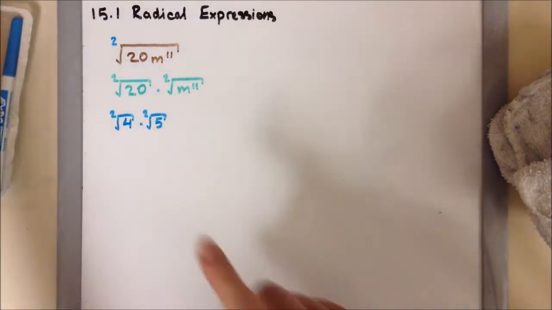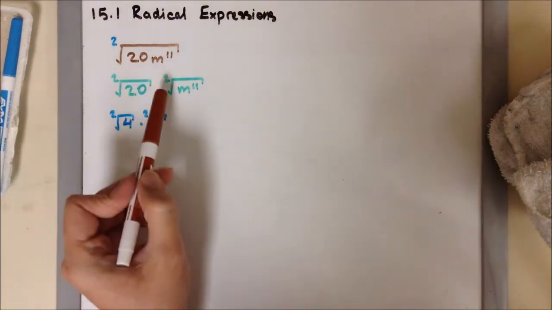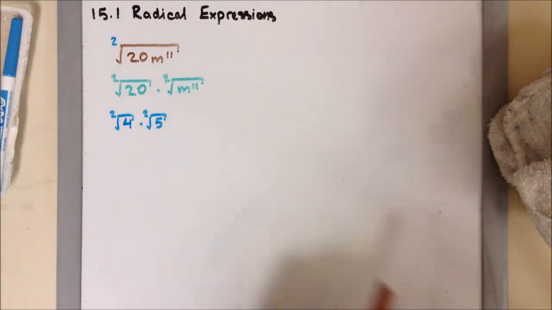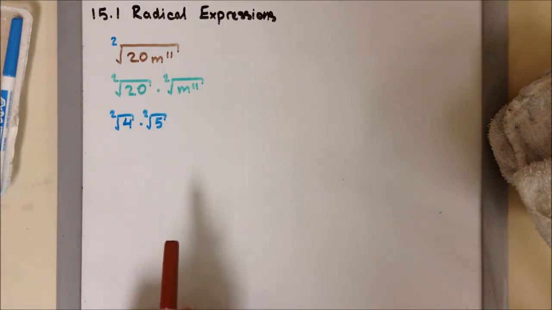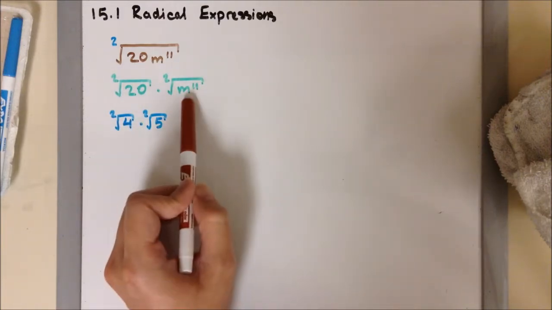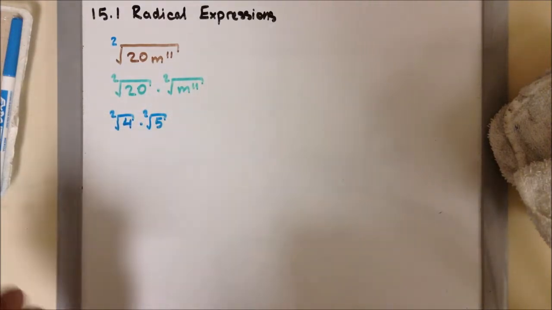Next, I'm going to check my index. Can 2 go into 11 as a whole number? It cannot. So what I'm going to do, just like how I broke up the 20 into two numbers, I'm going to break this m into two m's.